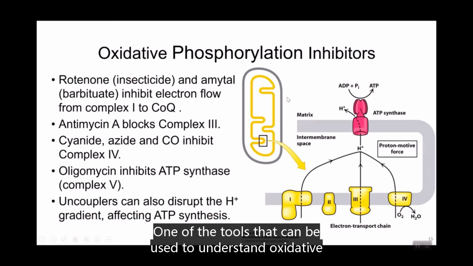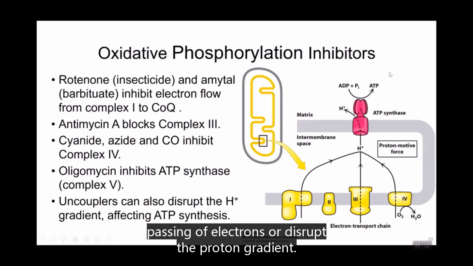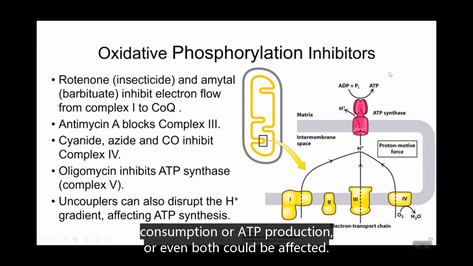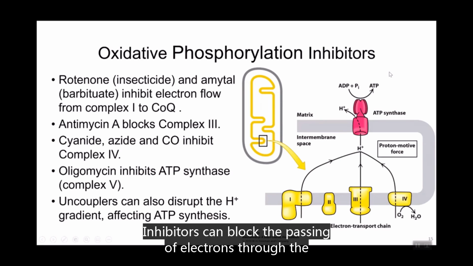One of the tools that can be used to understand oxidative phosphorylation are inhibitors, or chemicals that prevent the passing of electrons or disrupt the proton gradient. Whenever you include one of these molecules, oxygen consumption or ATP production, or even both, could be affected. Inhibitors can block the passing of electrons through the different complexes.